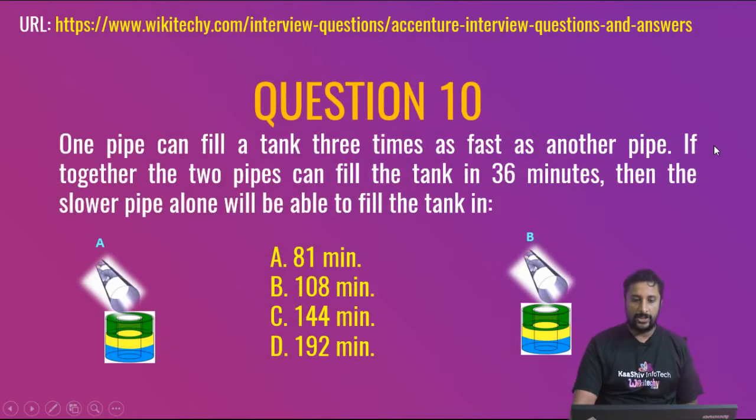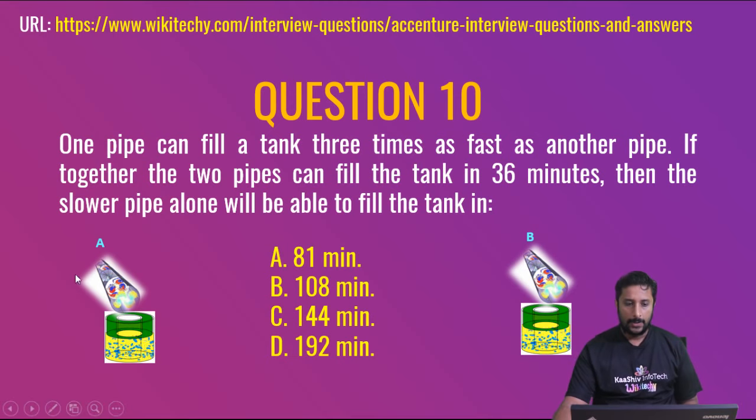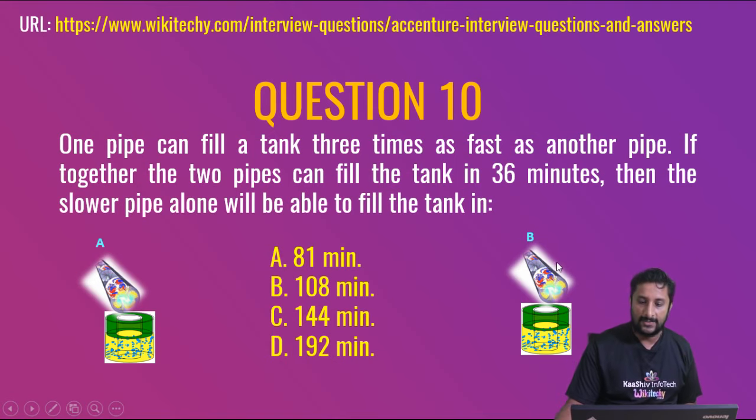Let's move on to the next question. One pipe can fill a tank 3 times as fast as another pipe. So one pipe is 3 times as fast, so this one is faster than this one. If they are joined together, they fill the tank in 36 minutes. How much time will the slower pipe alone take to fill the entire tank? That's the question. And this pipe is 3 times faster than that one.